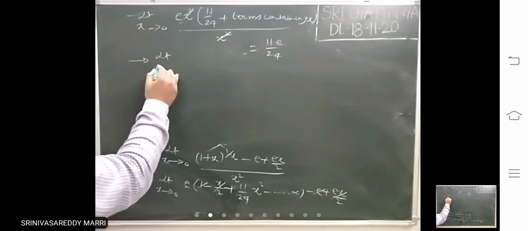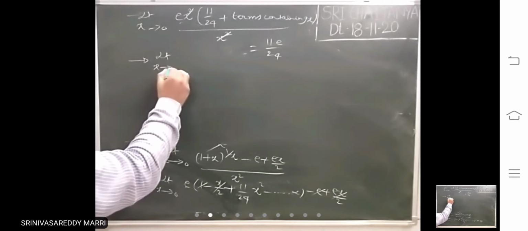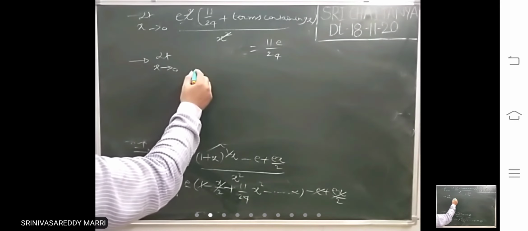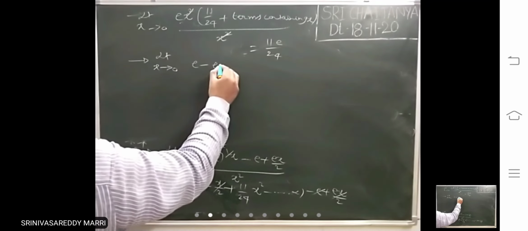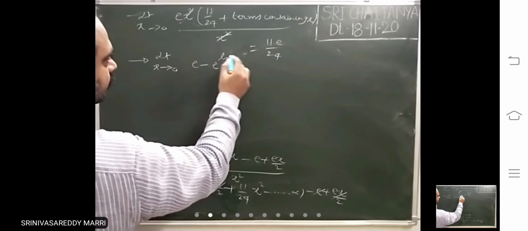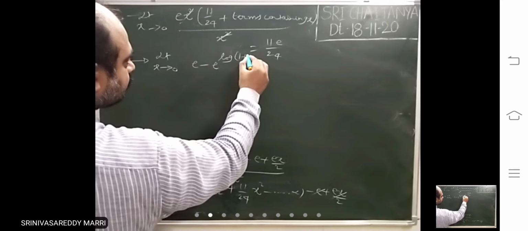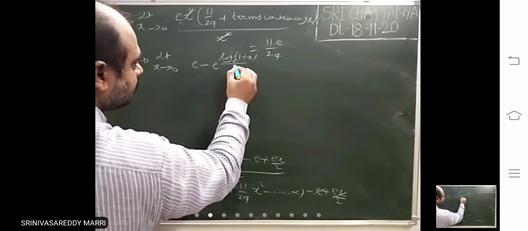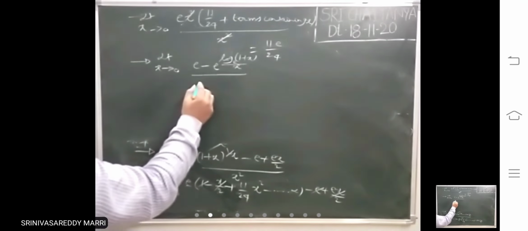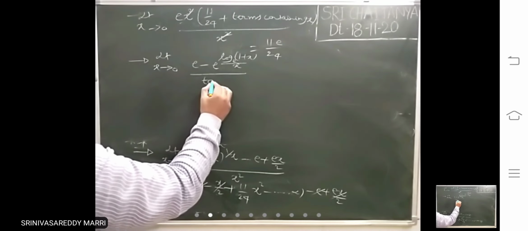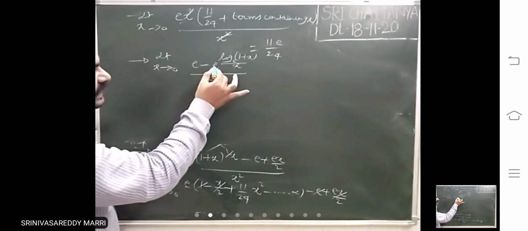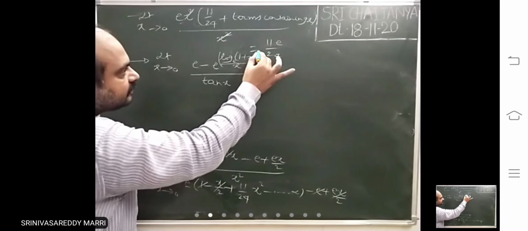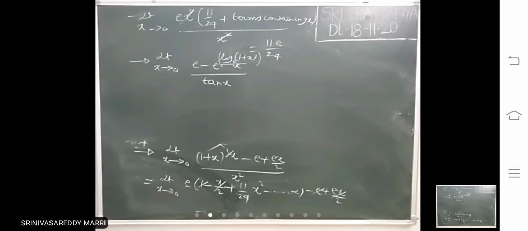Limit x tends to 0, like this it is given: e minus e power, divided by tan x. This limit you have to evaluate. Look at here, what is given is e power, in the power itself there is log of 1 plus x to the base e divided by x.